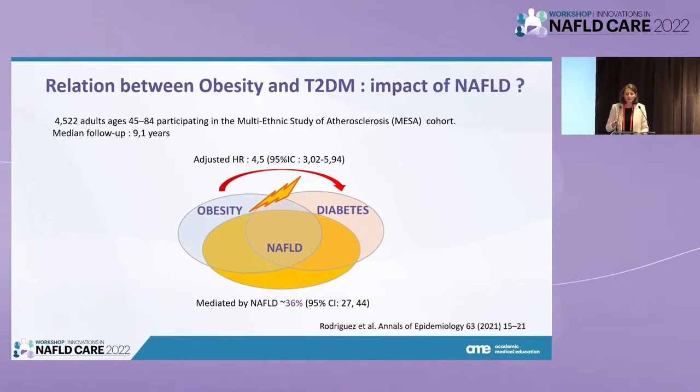Now, let's move to the relationship between obesity and type 2 diabetes. This is also well known, that a patient with obesity has an increased risk of type 2 diabetes. But what is the impact of NAFLD? In other words, is it NAFLD that drives the risk of diabetes? It's really hard to address this question, but I wanted to show you very recent data from an epidemiological study, the Multi-Ethnic Study of Atherosclerosis, the MESA, including over 4,000 adults, with a mean follow-up of 9.1 years.